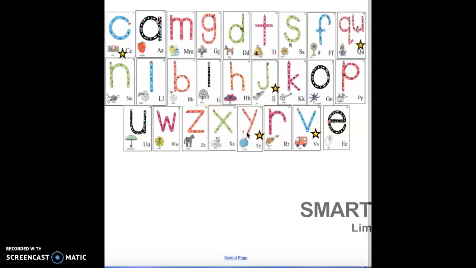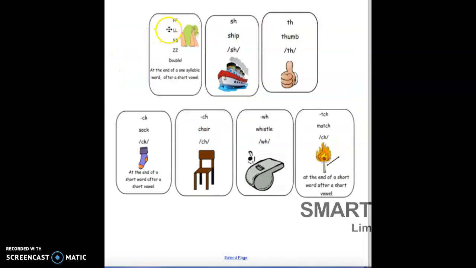Second sound, Y, happy, E, at the end of a long word. Third sound, Y, cry, I, at the end of a short word. R, rat, r. V, van, v. No English word ends in V. It is always followed by E. E, egg, e. F, L, S, Z double at the end of a one-syllable word after a short vowel.